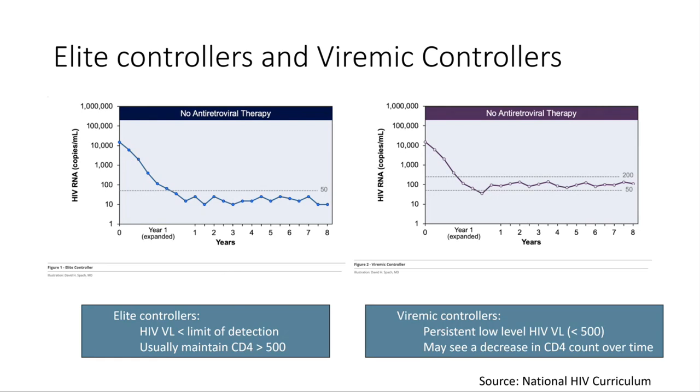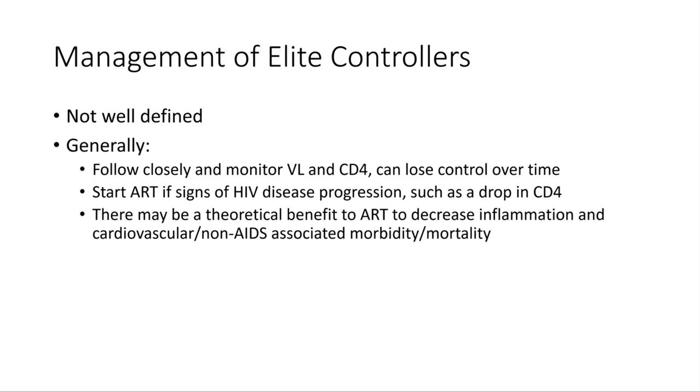The national curriculum also divided into elite controllers, who have a viral load below 50, in this case their limit of detection, versus viremic controllers who have a low level viral load. It said less than 500, but their graph shows less than 200, so it's more detectable, and those people may be more likely. Again, there's so few of these people, I'm not sure how important this distinction is. There's no other tests to say that you're an elite controller other than being HIV positive, undetectable, and off ART. I don't know that they know the mechanism as to why people are elite controllers, so it'd be hard to test without knowing what you're doing.